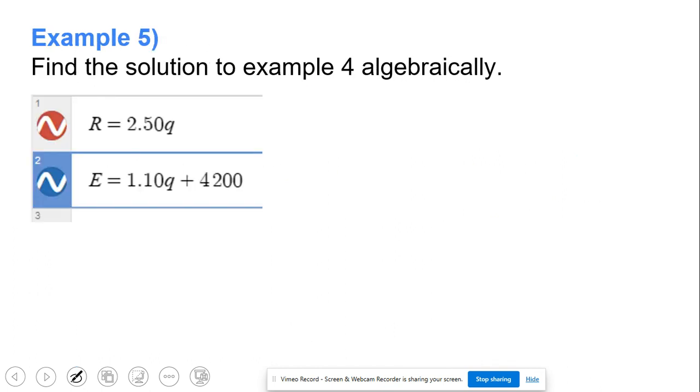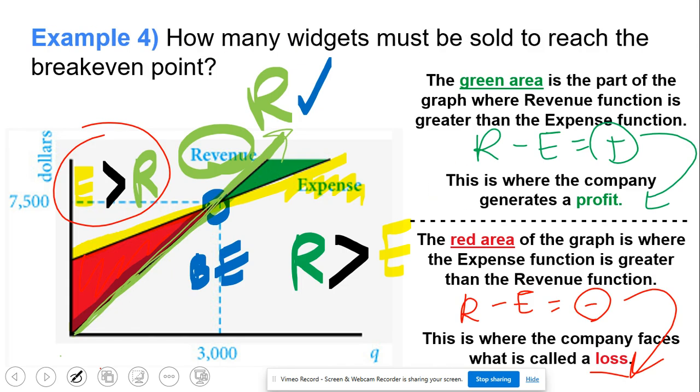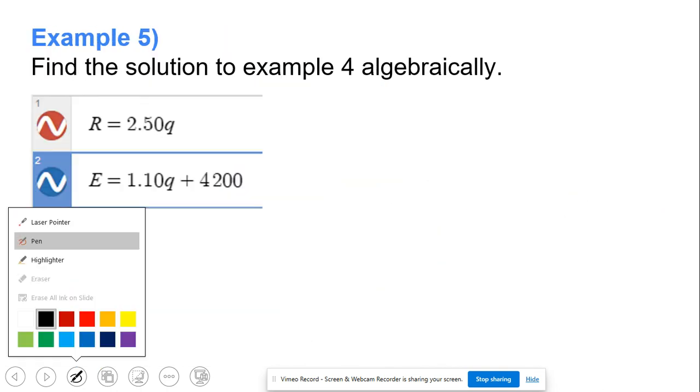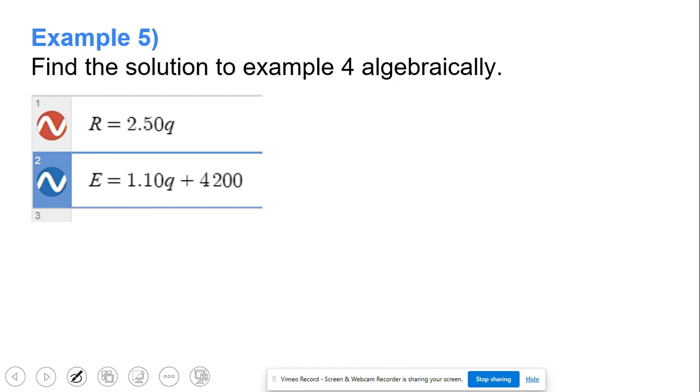It's $140. That's crazy. So, example 5 says find the solution to example 4 algebraically. So, the solution to example 4 was how many widgets must be sold to reach the break-even point. If we look at this graph, the break-even is when the expense is equal to the revenue, right? When the revenue function is equal to the expense. So if I wanted to do the same thing here, if I want to find the break-even, this is when they are equal to one another.